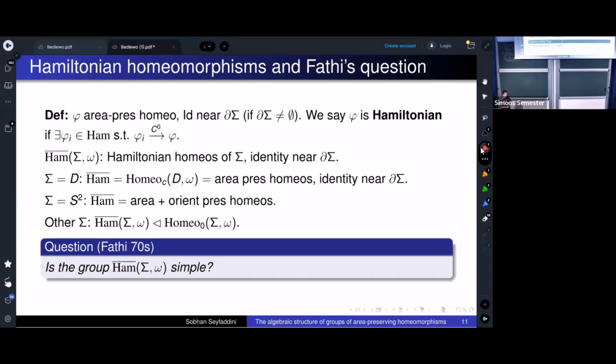Before I tell you the answer to this question, I want to review a little bit of Fathi's work from the 70s, to give you the context on how he arrived at this question. Any questions about the question?